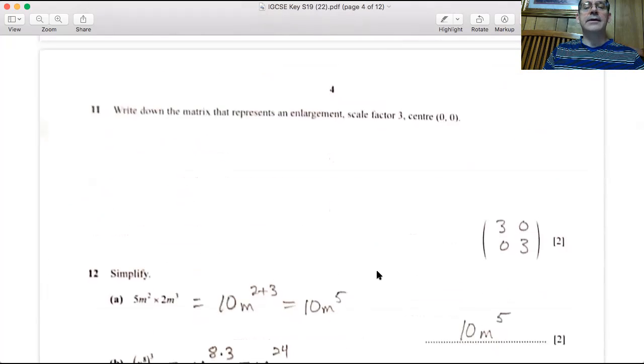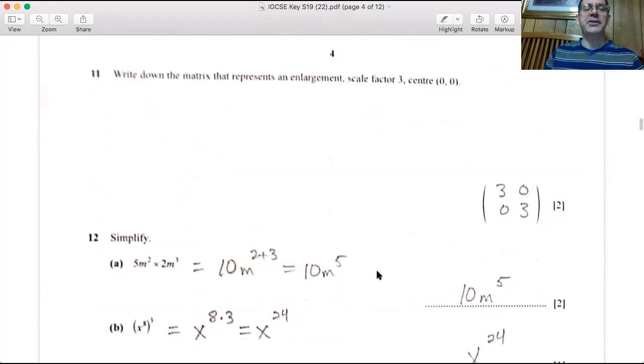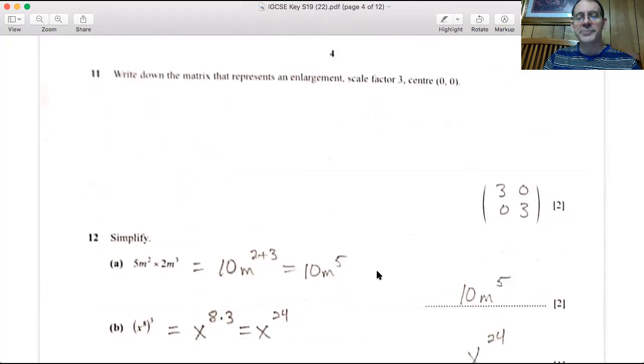Okay, moving on, number 11, write down the matrix that represents an enlargement, scale factor 3 with center 0, 0. So actually for the new 2020 syllabus cycle, you don't have to do matrices anymore. And again, I've already made my comment on that. I kind of wish they would continue matrices because it's used with vector fields in higher mathematics.